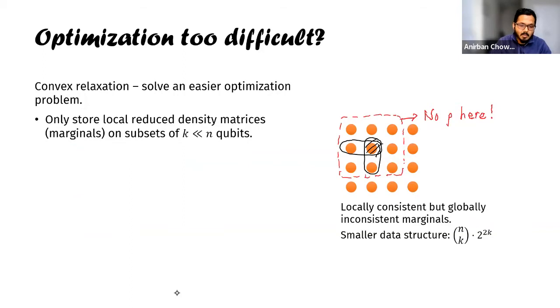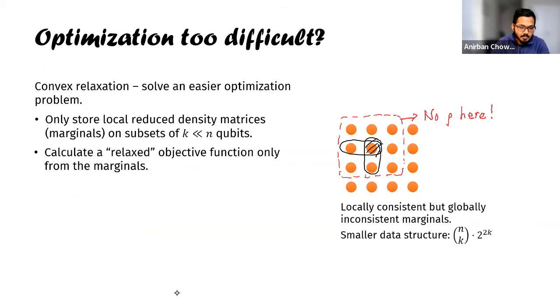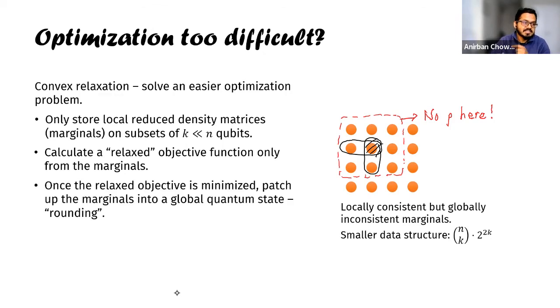And in terms of these local reduced density matrices, we're going to define a relaxed objective function, which we will minimize. But the issue will be that since we have relaxed global consistency, we might get a set of inconsistent marginals, and therefore we will be out of the feasible set. So the minimum we get, the value of the functional, may not correspond to a valid free energy. So what we do is we take these inconsistent marginals and do some patching up to return a global quantum state.